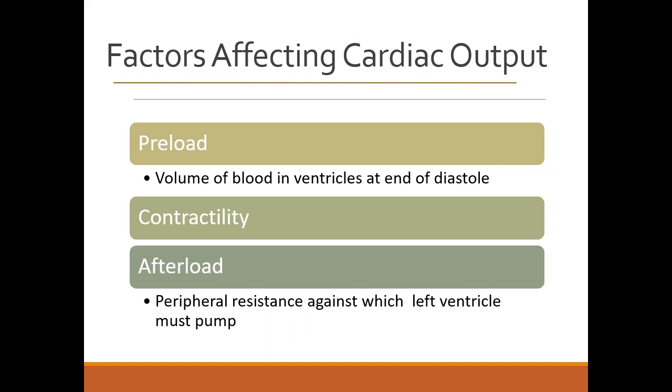Now also concepts such as preload, contractility, afterload. What do these things mean? So, the volume of blood in the ventricles at the end of diastole, that's preload. So we're saying, okay, what has been left in the ventricles? All right. Afterload, peripheral resistance against which the left ventricle must pump. So if we're not able to empty those ventricles thoroughly, that's not good.